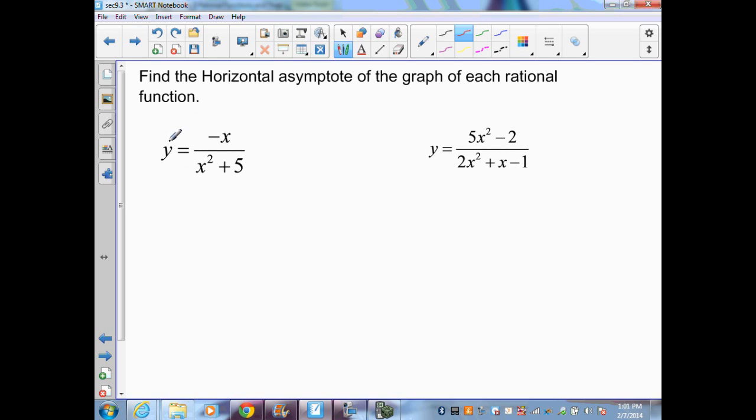Again, I have a function, but in this function, when finding a horizontal asymptote, I realize the degree of the numerator is less than the denominator. When that occurs, I have a horizontal asymptote at y equal to 0. Again, my degree of the numerator and degree of the denominator are equal. When that occurs, the coefficient of the largest degree term in the numerator over the coefficient of the largest degree term in the denominator gives me my horizontal asymptote at y equal 5 over 2.